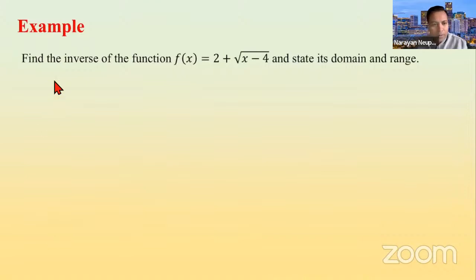So here is the next problem. You can see the example: find the inverse of the function f of x equal to 2 plus the square root of x minus 4 and state its domain and range. That is, we have to state the domain and range of the inverse. We have to find the inverse and then we have to state the domain and range of that inverse.